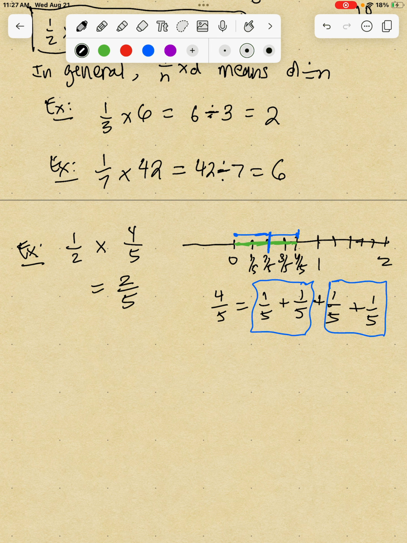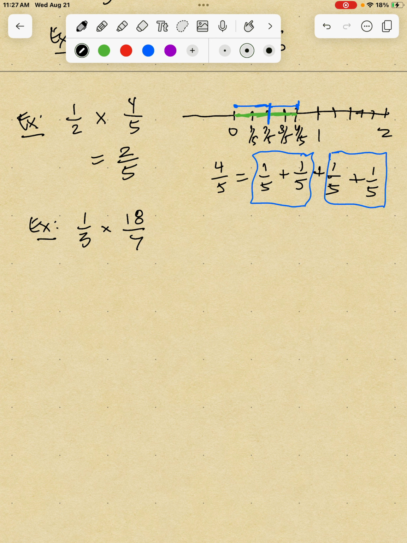Okay. And let's do another example. Let's say I had 1/3 times 18/7. What would this be? Well, by definition, this is what I get when I take 18/7 and divide it equally into 3 pieces. So here's 0. 18/7 is a bit over 2. So here's 18/7. And now I want to split it into 3 equal pieces. And I ask myself, how long is each piece?